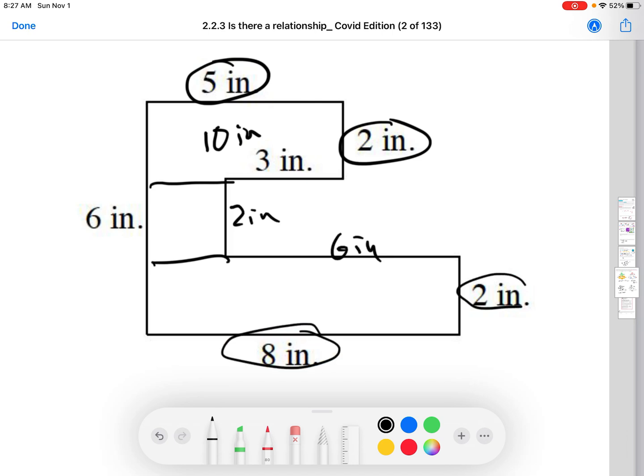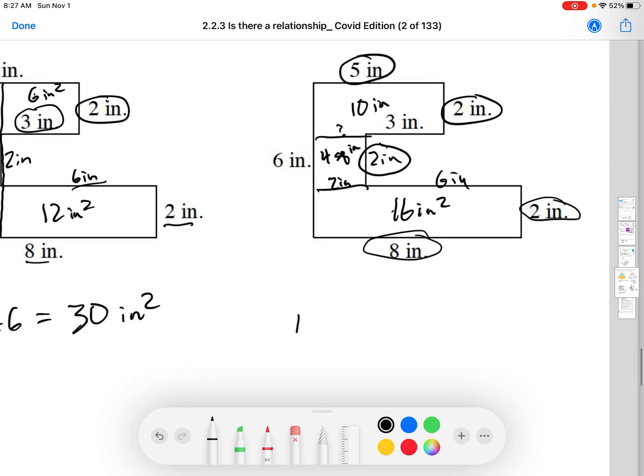The bottom has a length of 8 and a width of 2. That's 16 square inches here. And then that middle one right there, I know it's 2. And what was this one again? Do you recall? That one was 2 inches too. So this one is 4 square inches, right?